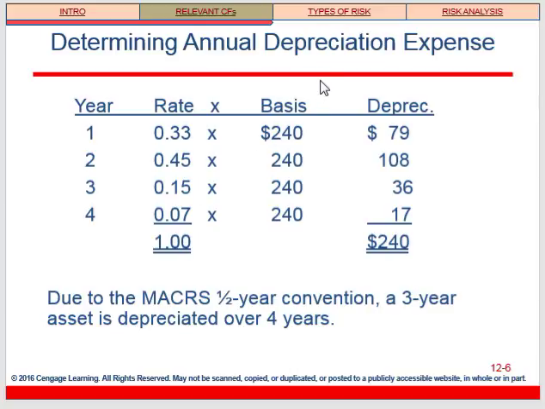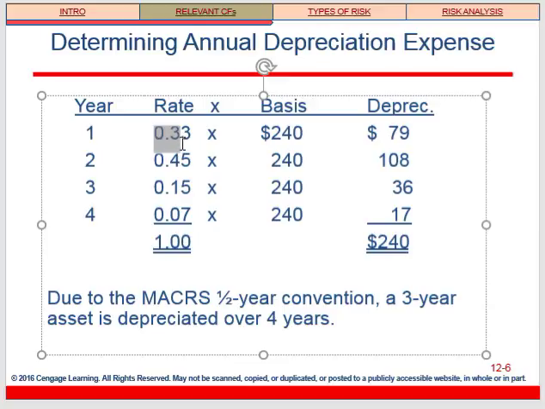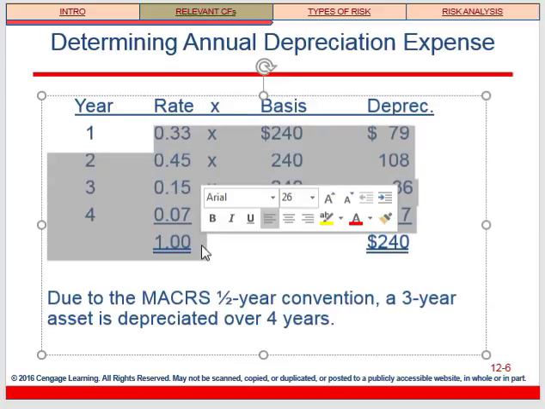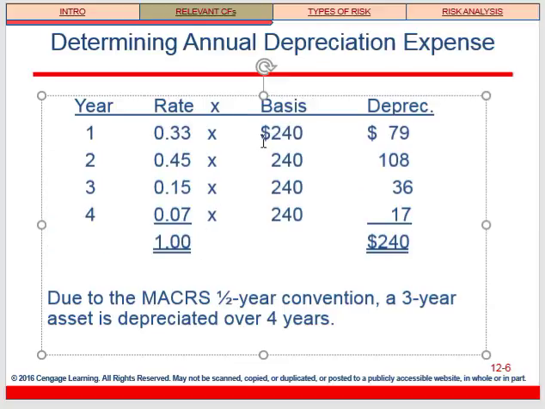Then we are going to calculate the annual depreciation expense. It is the modified accelerated cost recovery system. A 3-year asset is depreciated over 4 years. If you look at the tables, the rates are given for this type, and our basis is $240,000. So we can calculate the depreciation expense by using MACRS.